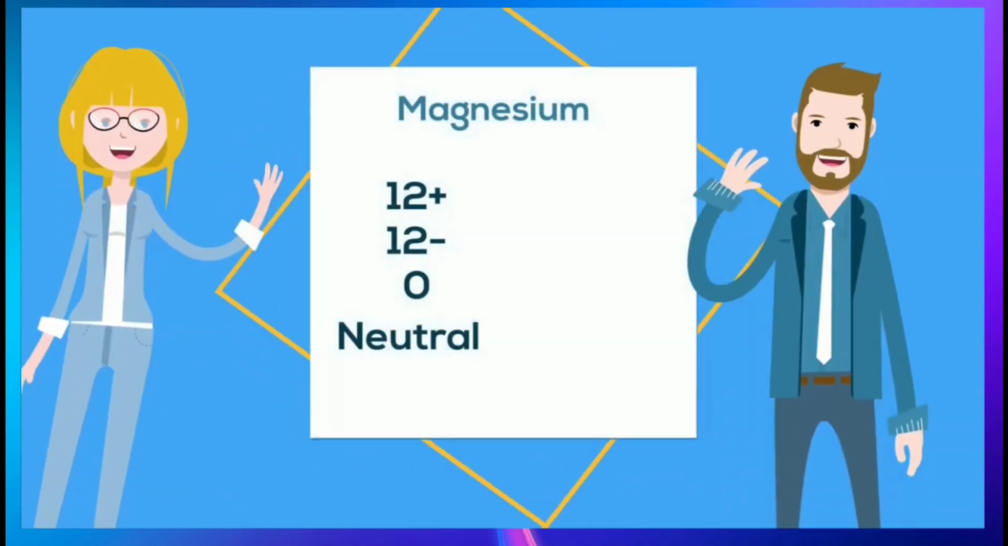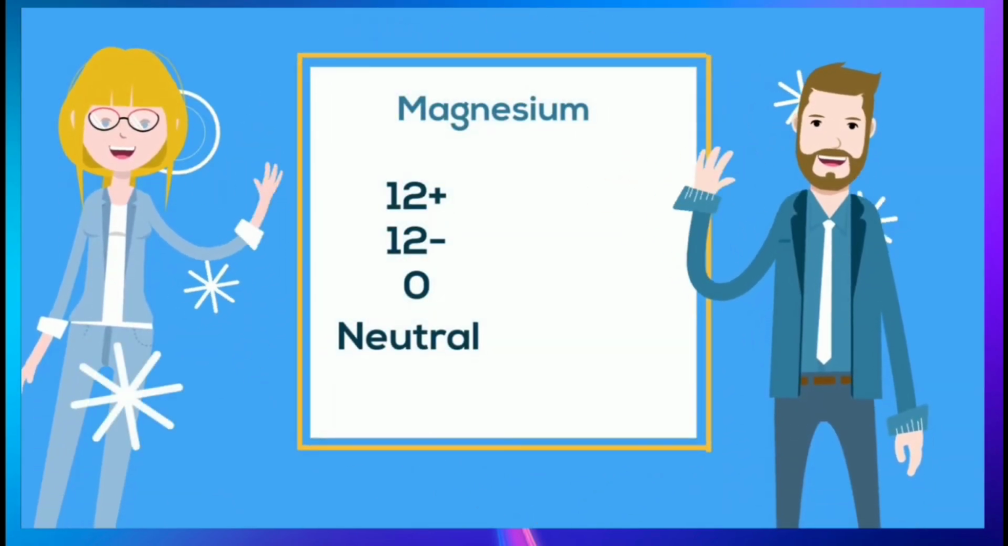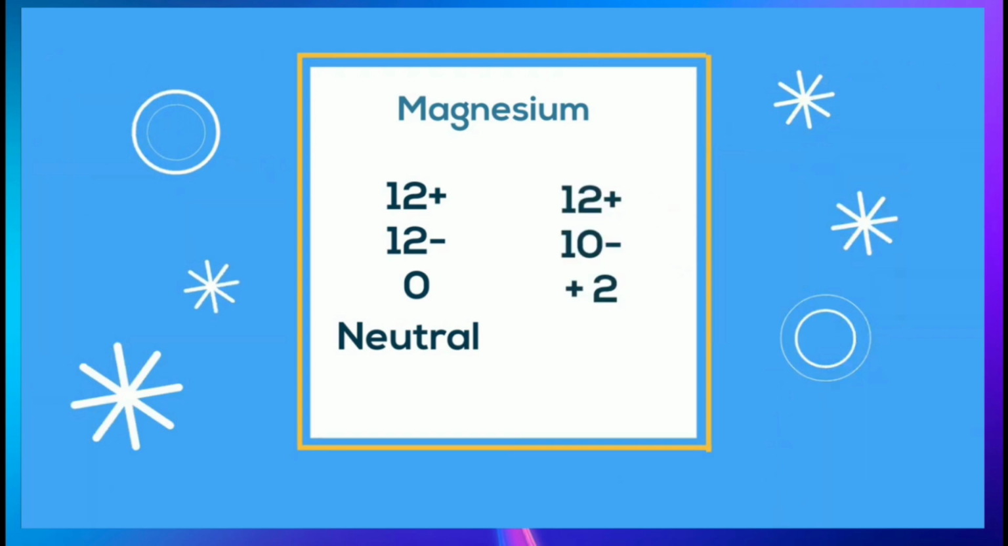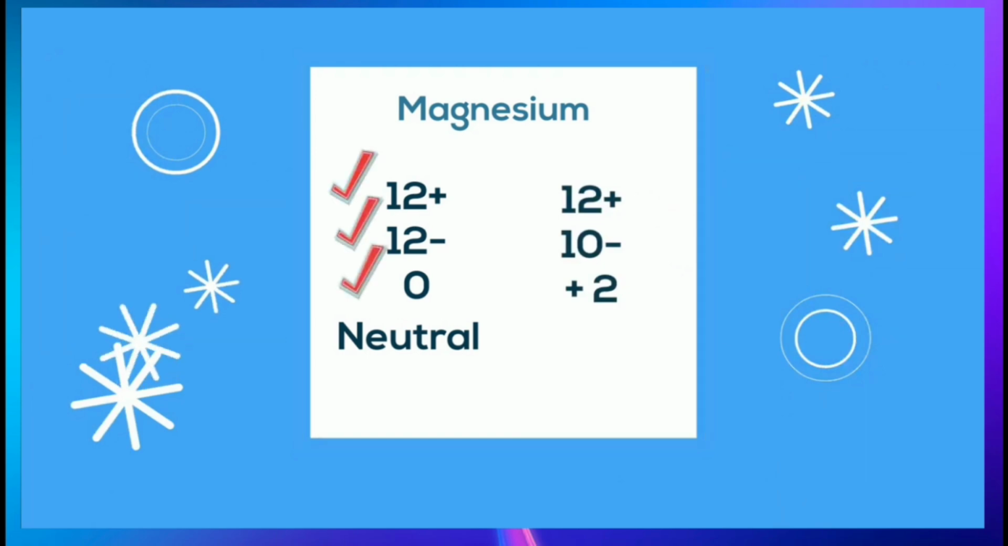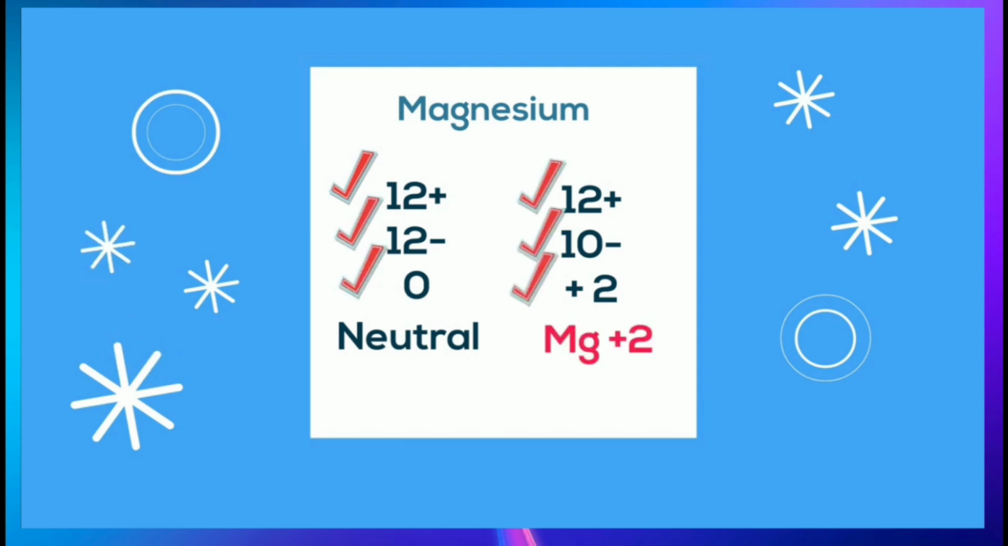Another example: magnesium will typically lose 2 electrons to form a 2+ cation. Neutral magnesium has 12 positively charged protons and 12 negatively charged electrons. When it loses 2 electrons, it now has 12 protons and 10 electrons, or a 2+ charge.